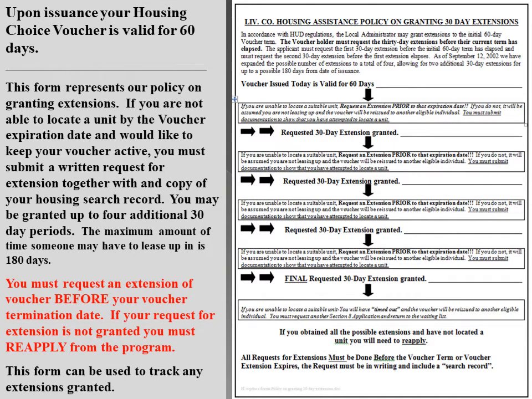Upon issuance, a housing choice voucher is valid for 60 days. An expiration date will be printed on the voucher. This next form explains our policy on granting extensions. You can request an extension if you are actively seeking housing and have not successfully located a unit. You must request an extension in writing before your voucher terminates. If your voucher expires and you do not request an extension, you will be denied and you will have to start the application process all over again.